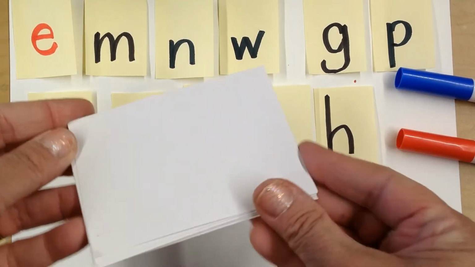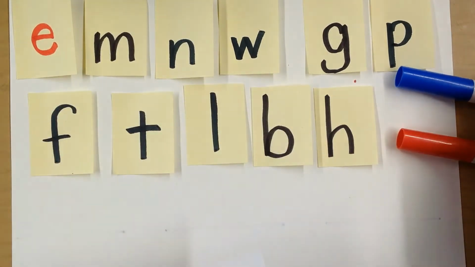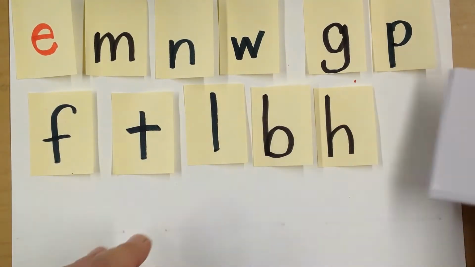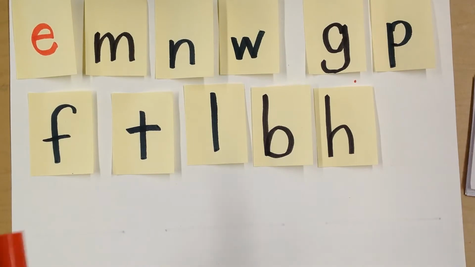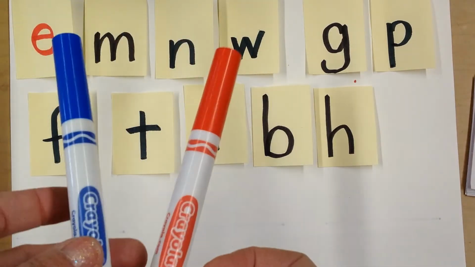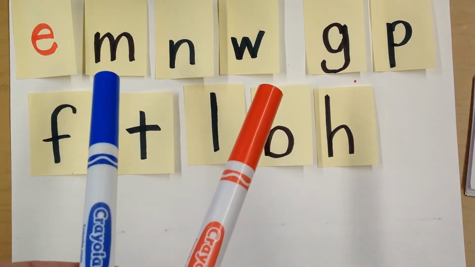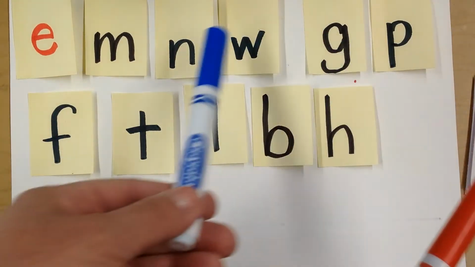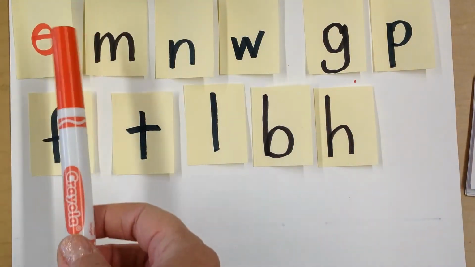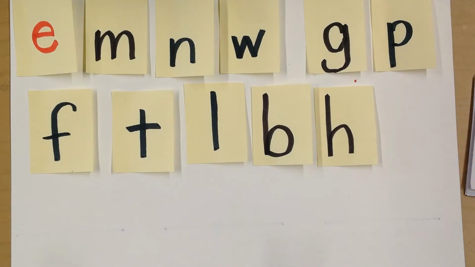You might want to have some little cards available so you can write your words after you make them with the letters. I like to use blue and red. I use blue for the consonants. Those are letters that are not vowels. And I use the red for my vowel. So you can use crayons if you don't have markers available.